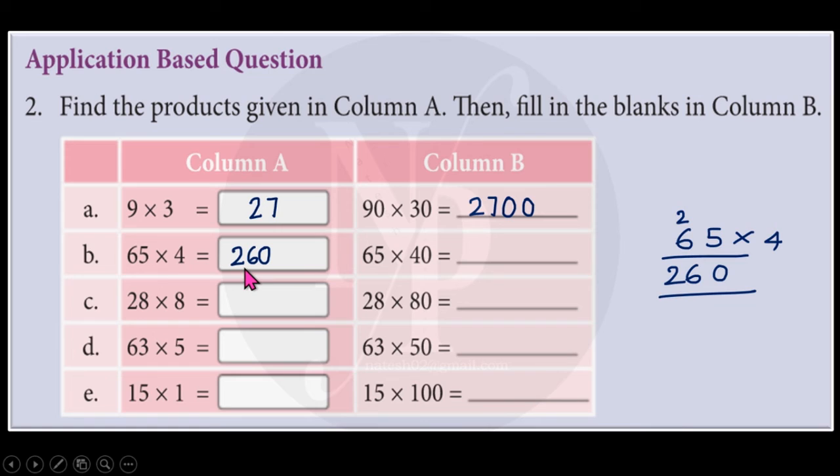So we had written 260 in the box provided here in column A. Now we have to fill in the blanks in column B. So here what we have is 65 into 40. In column A we had 65 into 4. In column B we have 65 into 40. So there is 1 zero with the second number here.